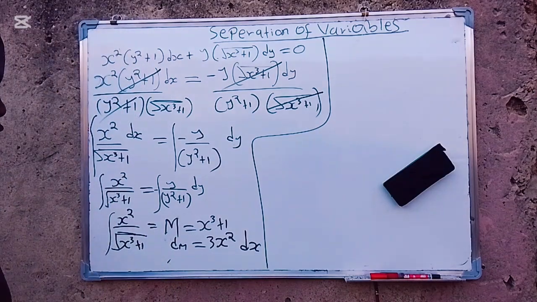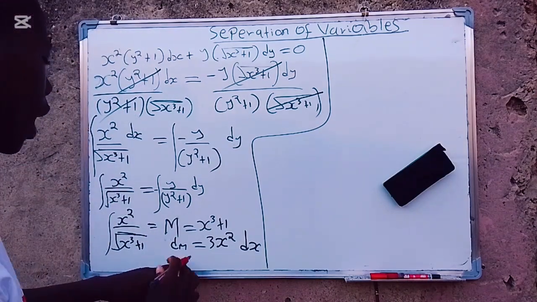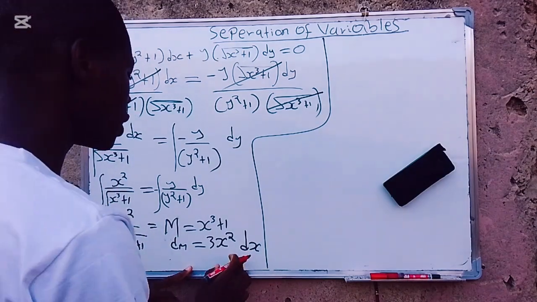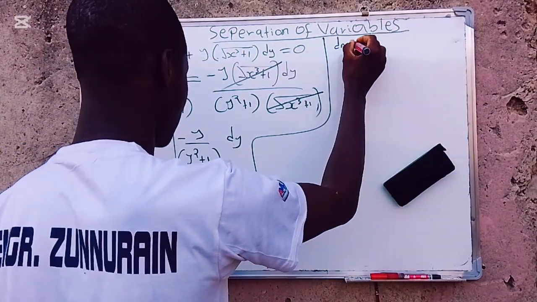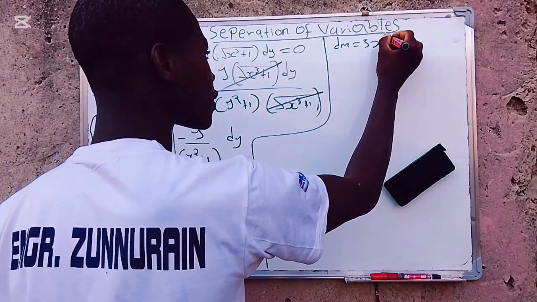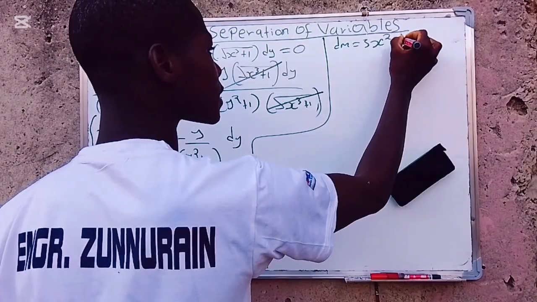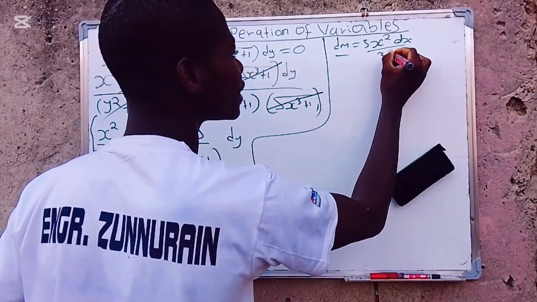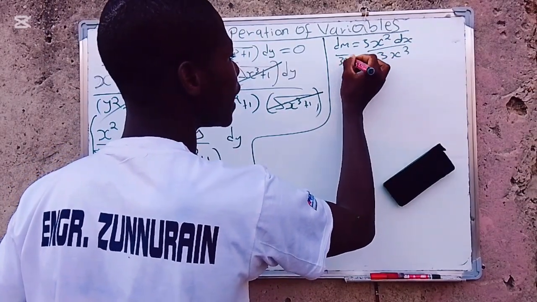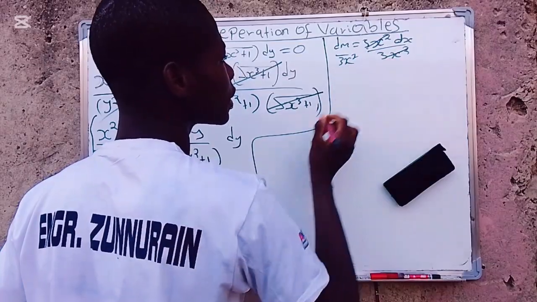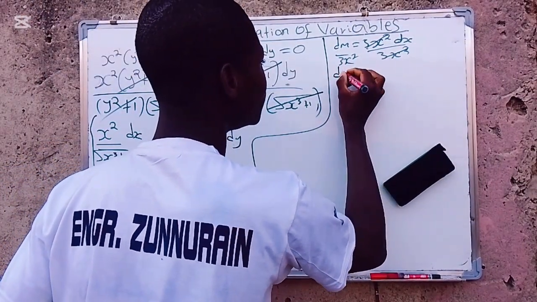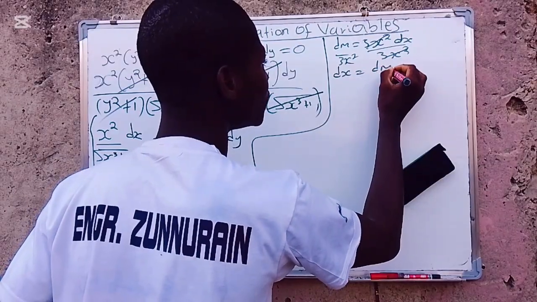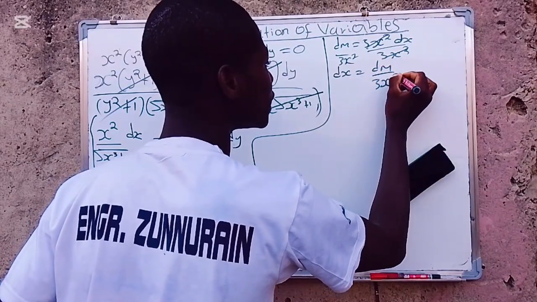The next thing you have to do is find the value of dx. Since this is dm, what about dx? I have to say dm equals 3x squared dx. If I divide both sides by 3x squared, this will cancel this. At the end, dx should now be equal to dm divided by 3x squared.